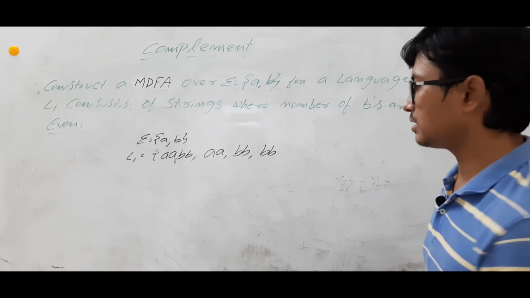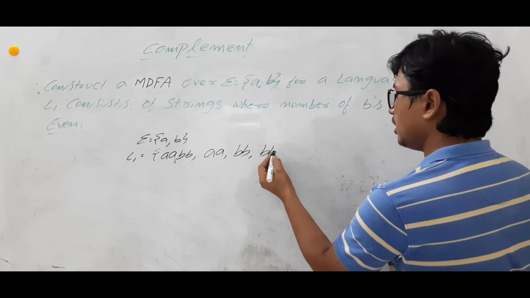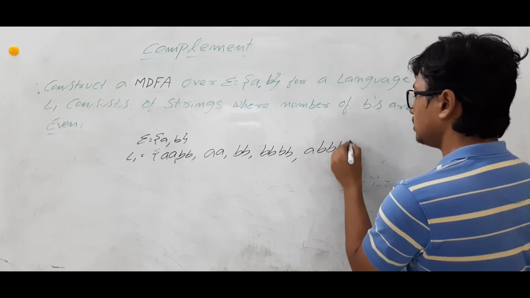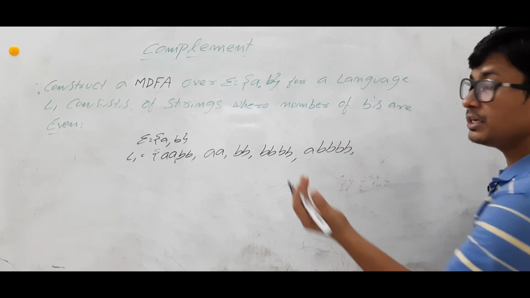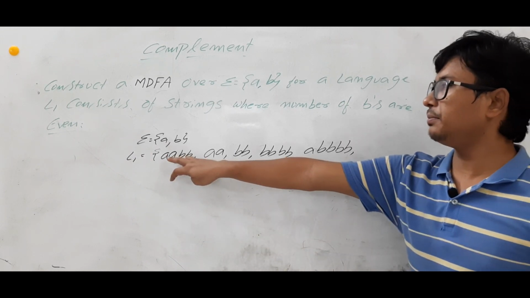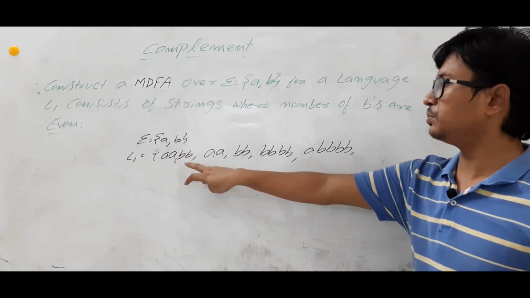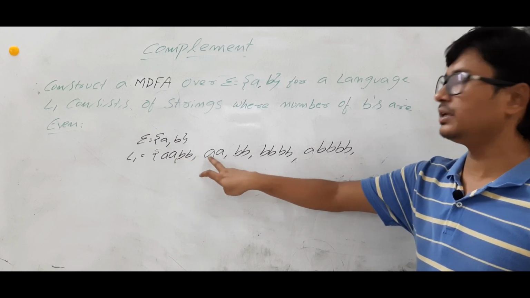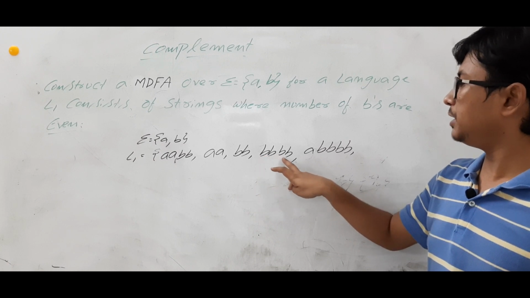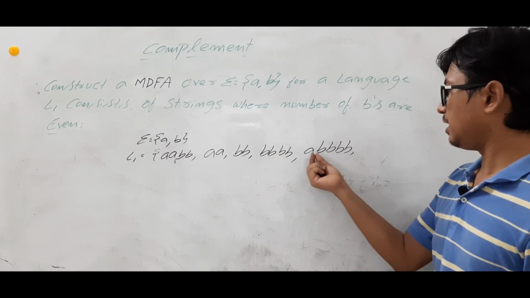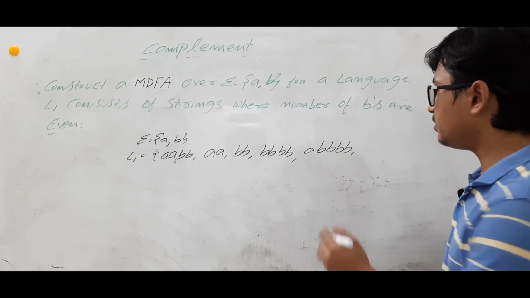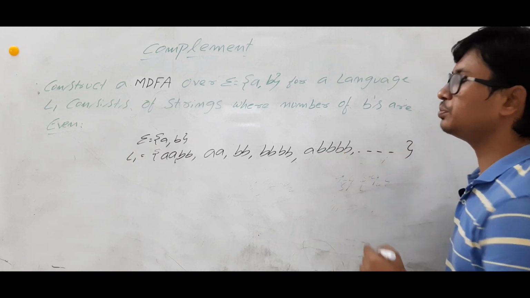That means 2 B's you can have, or you can have 4 B's, but AB is not allowed because the number of B's should always be even. So AABB can be there, AA can be there, BB can be there, BBBB means 4 B's can be there, a single A followed by 4 B's can be allowed. So always the number of B's should be even.